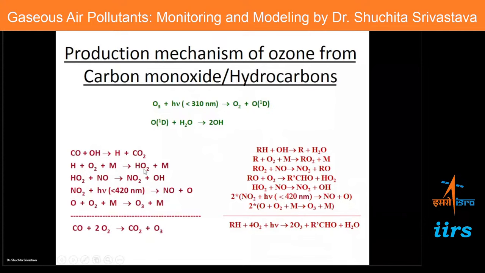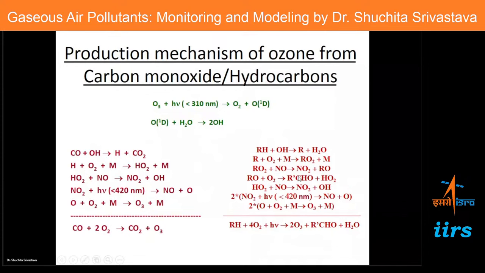So here you can see HO2 radical is produced or RO2 radical is produced, and these HO2 or RO2 radicals react with NO and convert it into NO2. And NO2 photodissociates at wavelengths less than 420 nanometers to produce NO and O. Similarly, here we can see that RO2 reacts with NO and produces NO2 and RO. Now, RO again reacts with oxygen molecule and produces R-CHO plus HO2. This HO2 radical again reacts with nitric oxide to produce NO2. And NO2 photodissociates and produces NO and O.